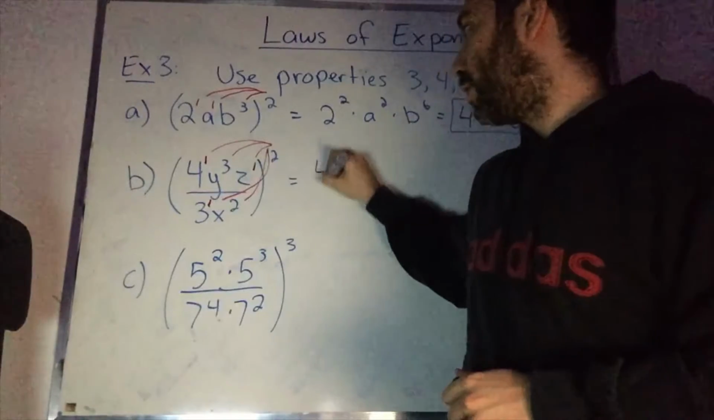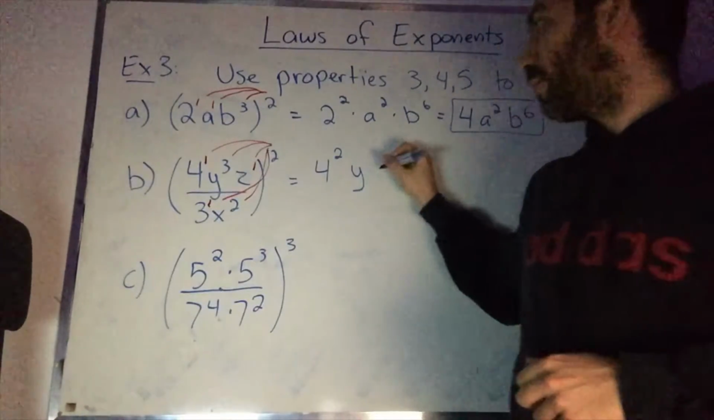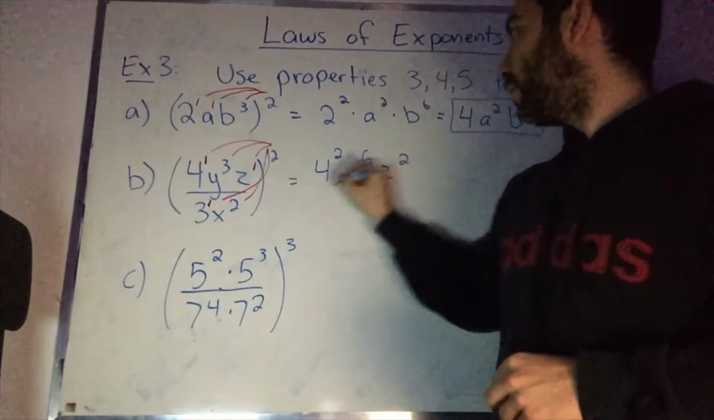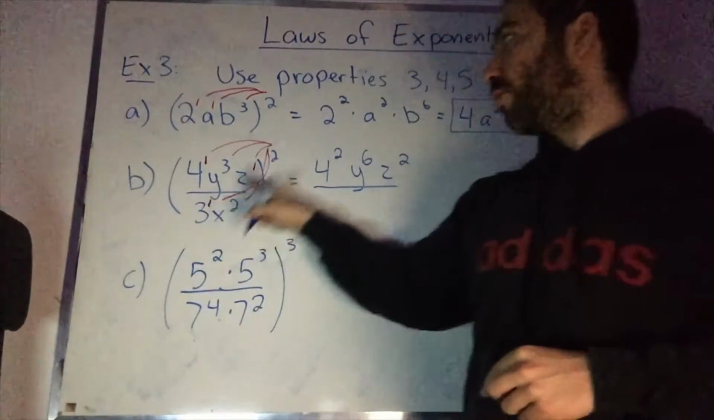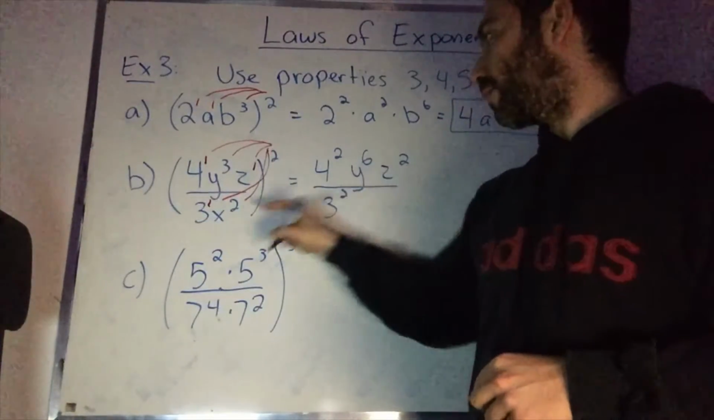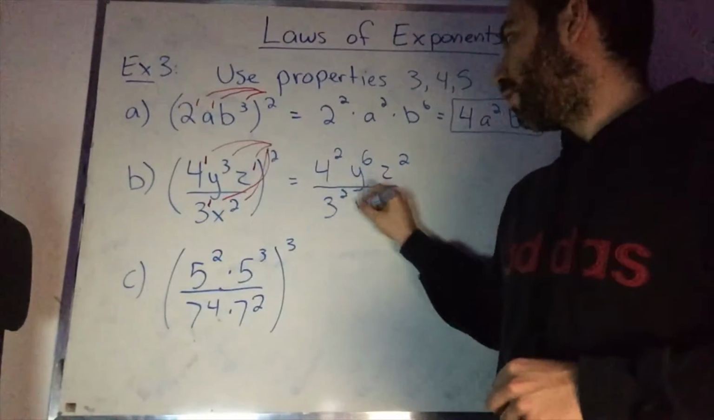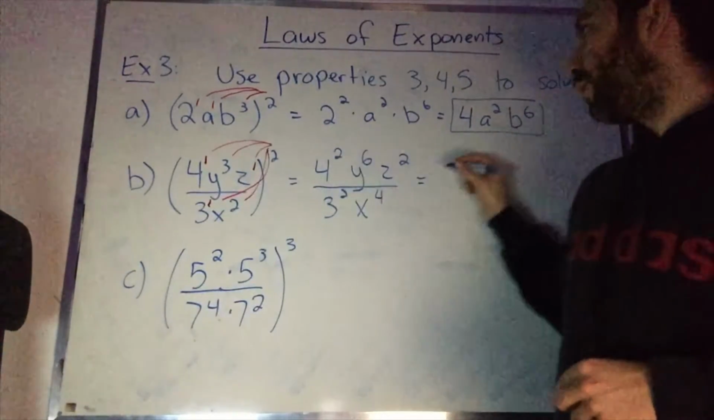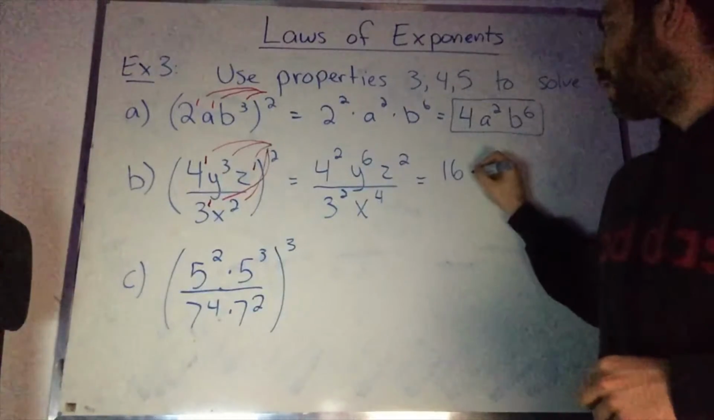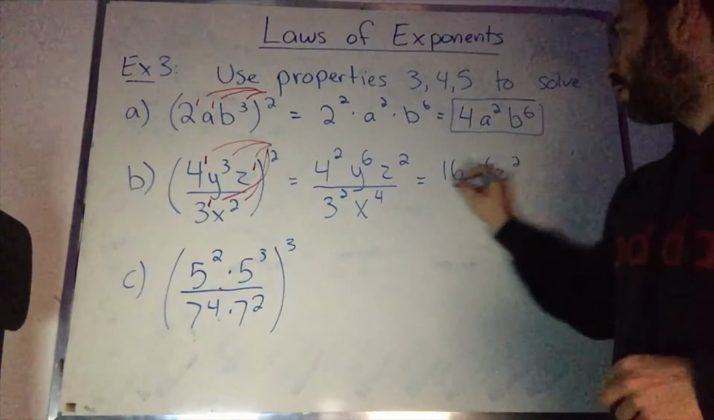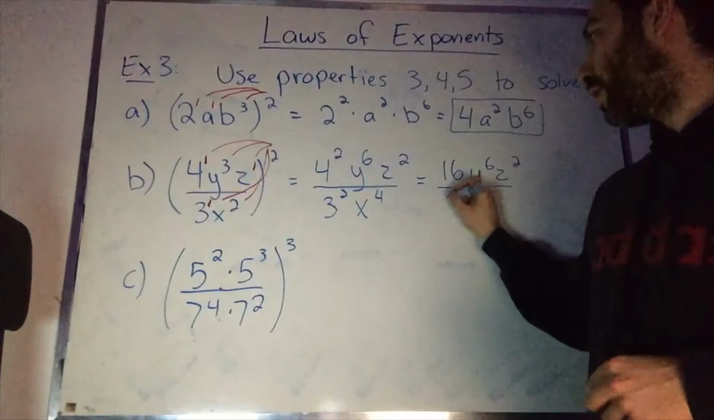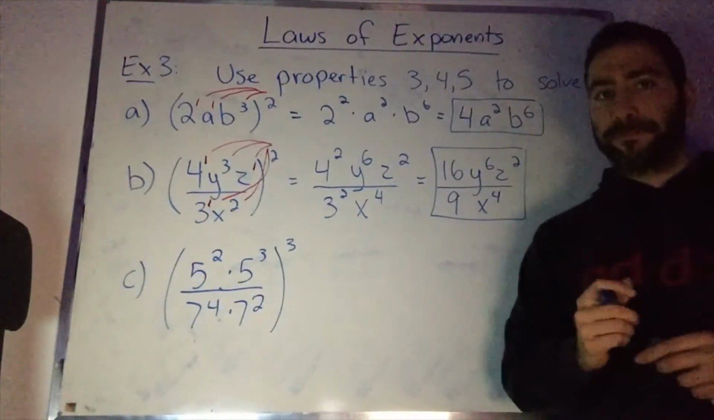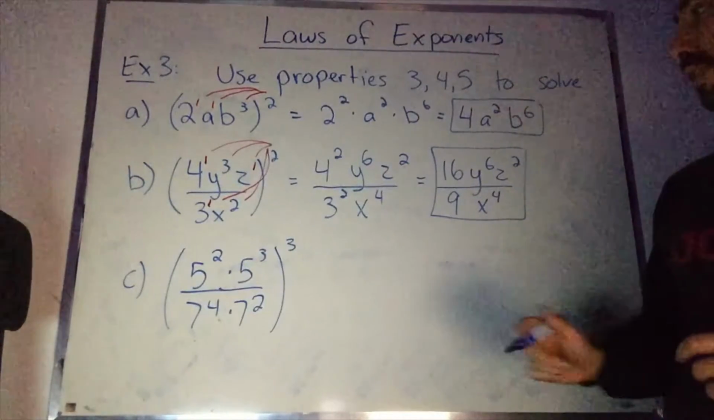So we have 4 exponent 2, y exponent 6, 3 times 2 is 6, 1 times 2 is 2, over 3 to exponent 1 times 2 is 3 squared, x squared times 2 is x to the 4. Okay, so now 4 squared, we can do this, it's 16, y to the 6, z squared, over 3 squared is 9, over x to the 4. And this is our final answer. Okay.